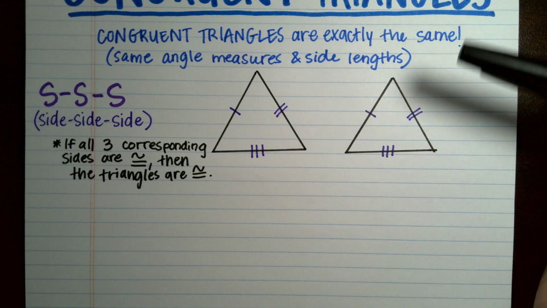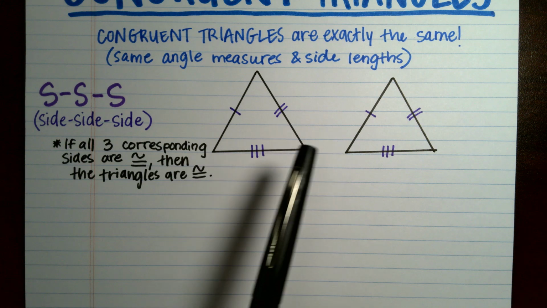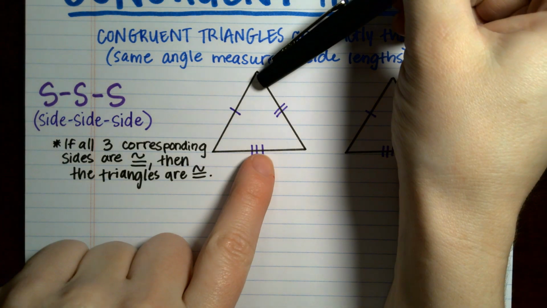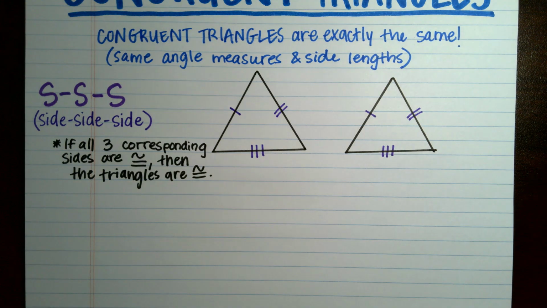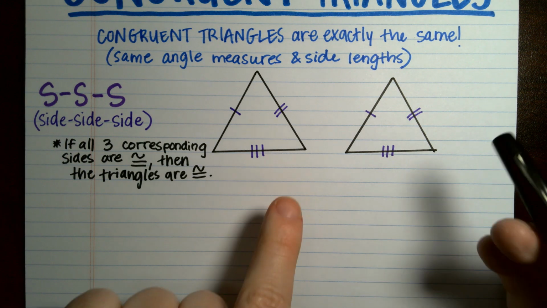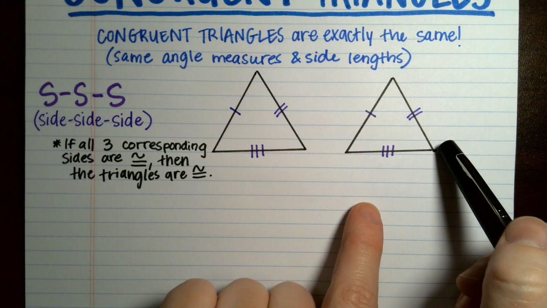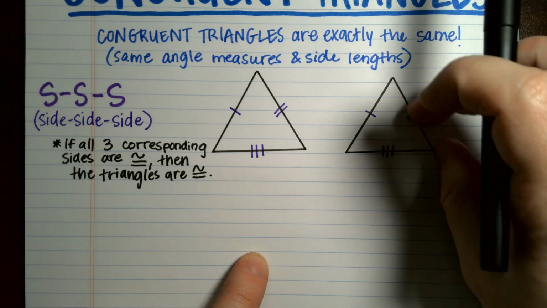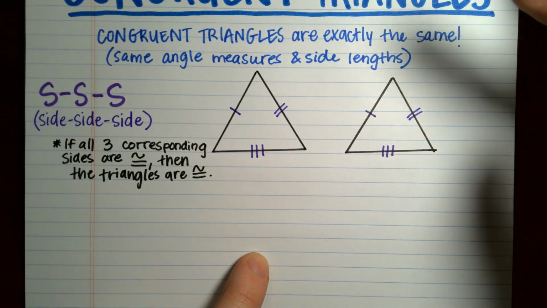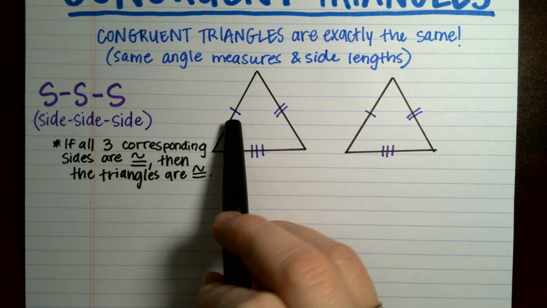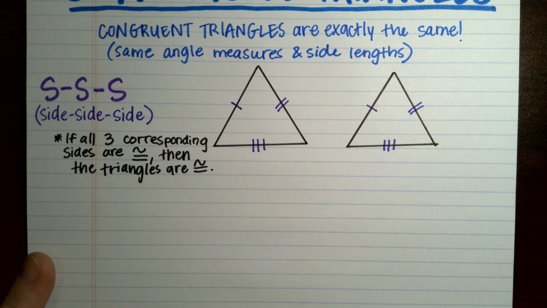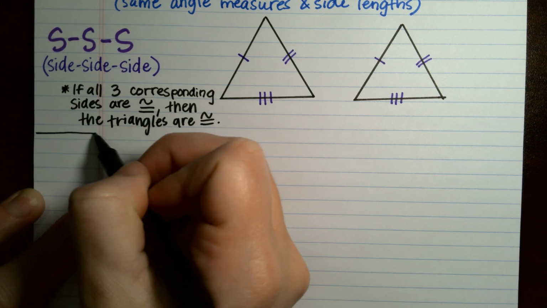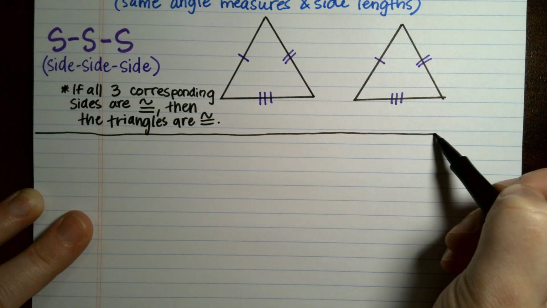We know that's true because if all 3 sides are the exact same measure, then the angles that they create whenever they meet each other at each vertex, they're going to have to be the same angle. The only way these triangles would be different is if one of the sides was a different length. So these are the exact same triangle. Let's look at the next type. I'm going to separate these.